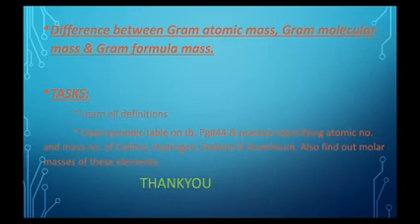It is very easy, and by knowing their names we can find out the differences. The atomic mass is used for the atoms, gram molecular mass is used for the covalent compounds, and formula mass is used for the ionic compounds. So gram atomic mass contains 6.022 into 10²³ atoms of that substance. Gram molecular mass contains 6.022 into 10²³ molecules of a specific substance, and gram formula mass contains 6.022 into 10²³ formula units of that substance. Clear?